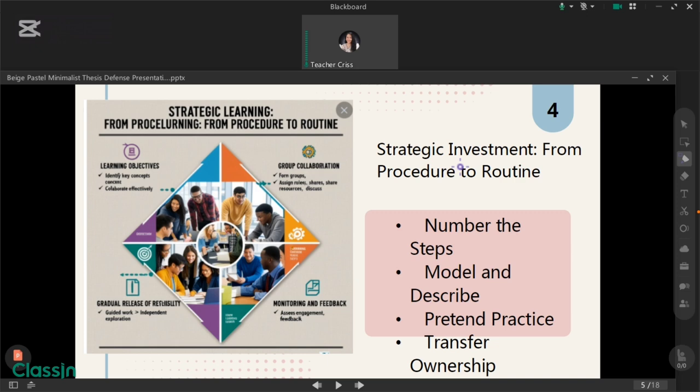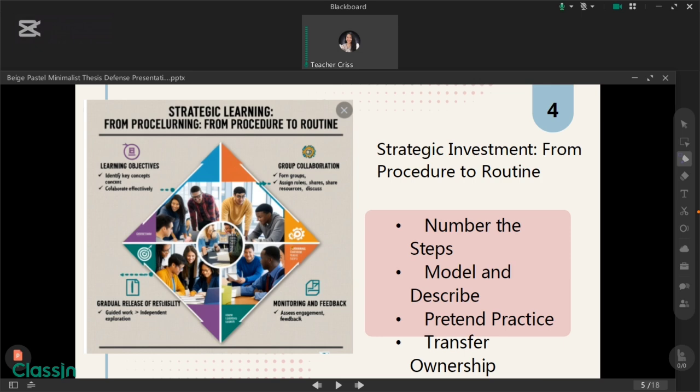The first one is number the steps. You will name the steps. For example, number one is stand up and push in your chair. Step number two, turn to face the door. Number three is follow the line leader to the carpet.